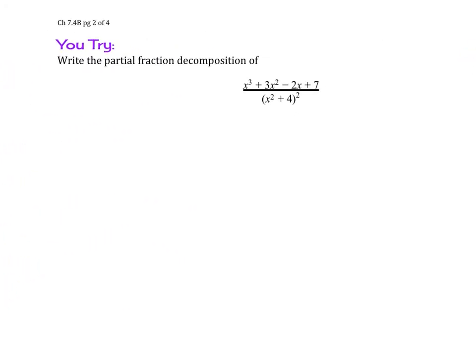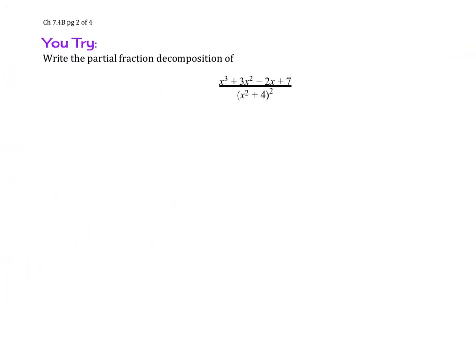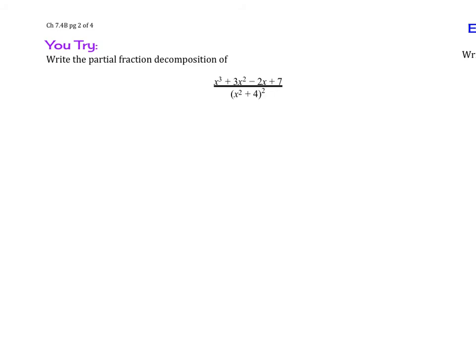So try this example. Write the partial fraction decomposition of x cubed plus 3x squared minus 2x plus 7 over (x squared plus 4) squared.